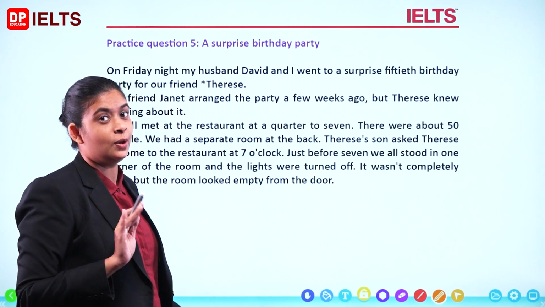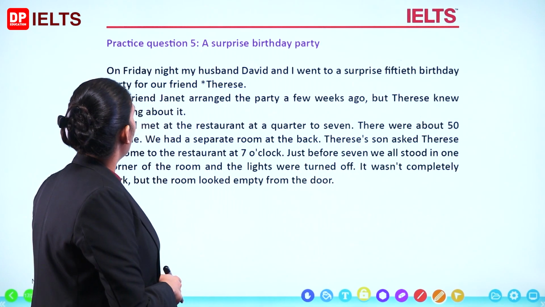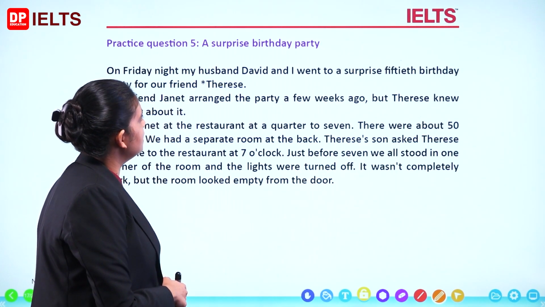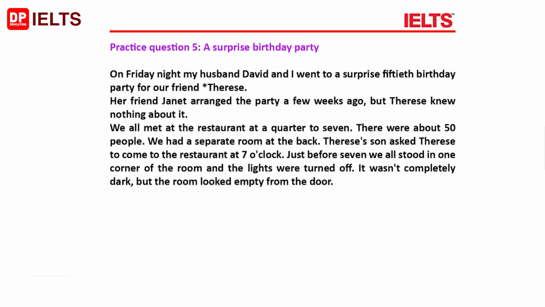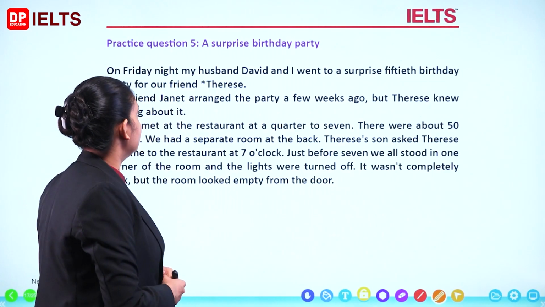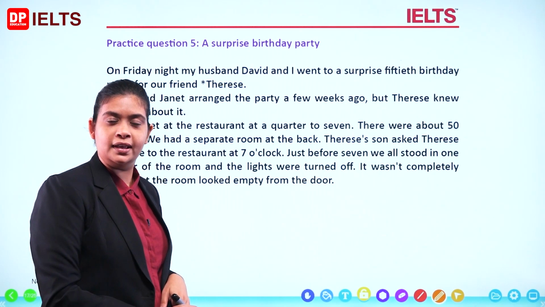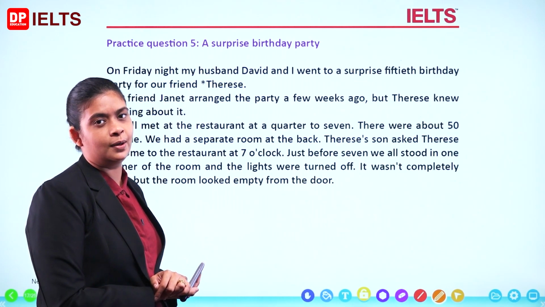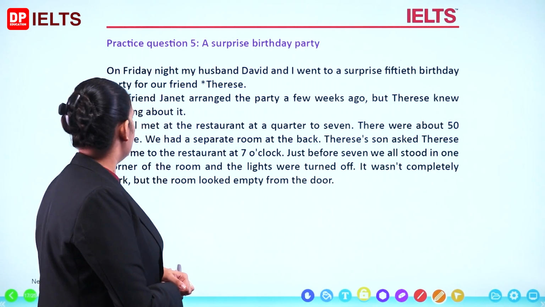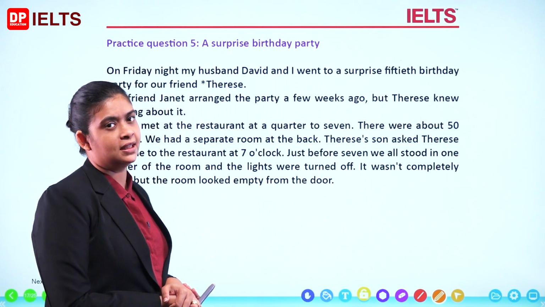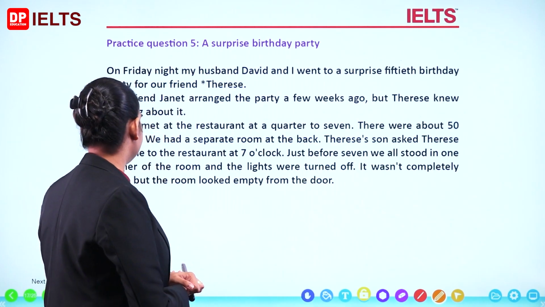Practice question 5, birthday surprise ekak. Right? On Friday night, my husband David and I went to a surprise 50th birthday party for a friend Therese. Namak tiyenne ekai me asterisk ekak tiyenne Therese. Right? Iting giya sikurada ra mai mage mahatay surprise birthday party ekata giya. Mage yaluwekge eyage 50th upandinayata. Her friend Janet arranged the party a few weeks ago, but Therese knew nothing about it. Ite thawa yaluwek hitiya Therese ke Janet kiyala. Eya thamai me okkoma organize kare Therese mukut danagena hitiye neha.